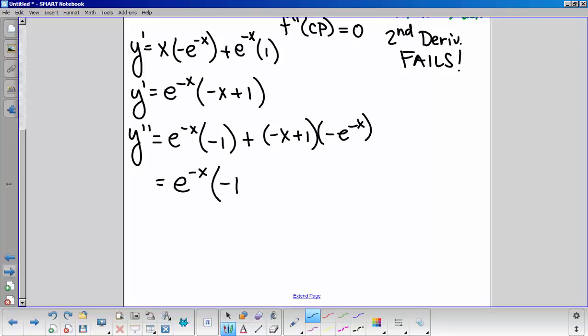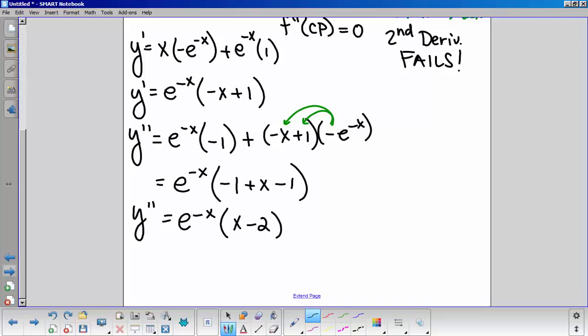Now watch out for this pesky negative over here, this one right here. This has to be distributed, right? The negative. So it's going to be plus x minus 1. So this is e to the negative x, and that's x minus 2.